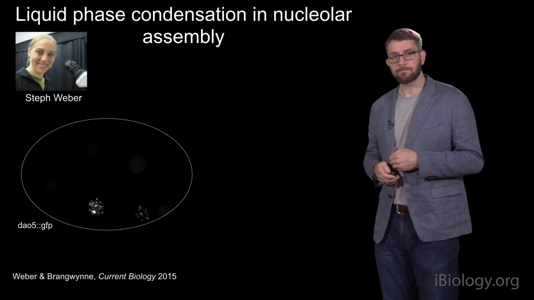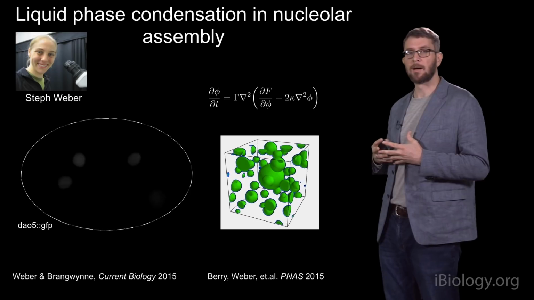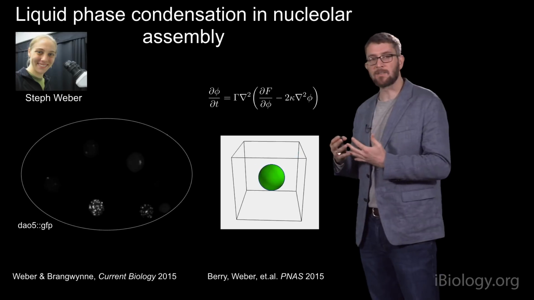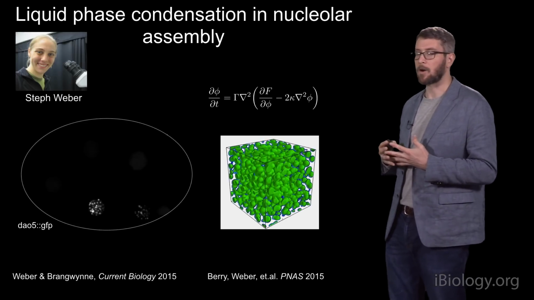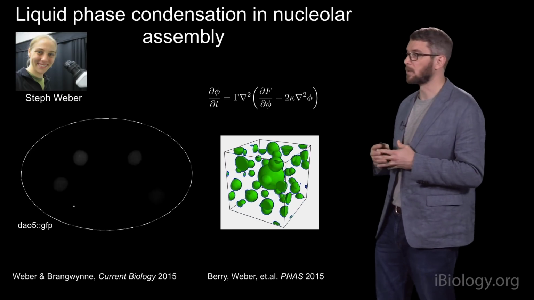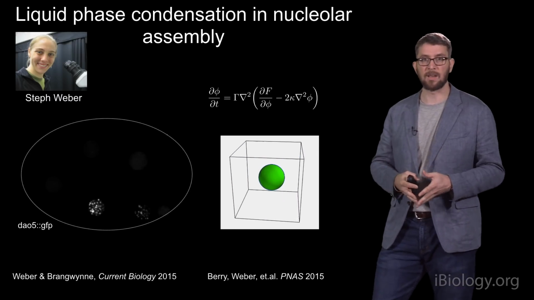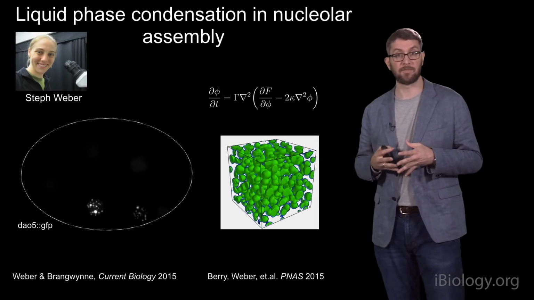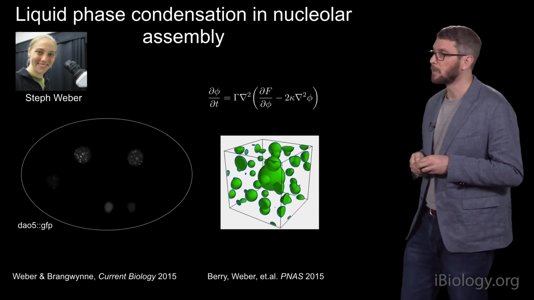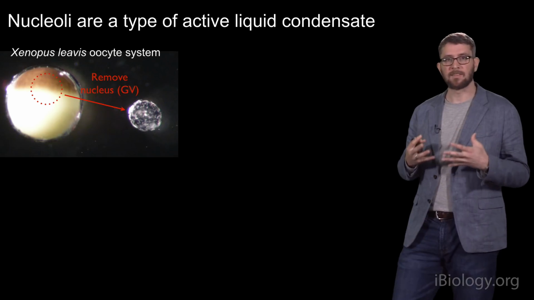And so work from Steph, as well as our collaborators, Miko Hattai and Joel Berry, led to a mapping where we were able to show that the dynamics of the assembly of the nucleolus can be well described using classical theories of phase separation, in particular this Cahn-Hilliard formalism, which is a way of describing the uphill diffusion that is required for phase separation to overcome that entropic effect that we talked about in the last lecture. So nucleoli really are a type of liquid condensate.